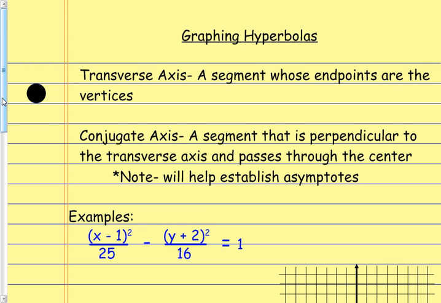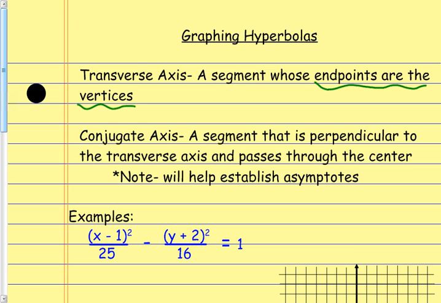So the transverse axis kind of acts like our major axis, except it doesn't necessarily have to be longer. But it's basically the segment whose endpoints are the vertices. And that's important, that the endpoints of this thing are the vertices, just because when we go to graph this thing, as soon as we go to graph our transverse axis, we're going to find that we already have it graphed. And really, it just confirms where our vertices are supposed to be.